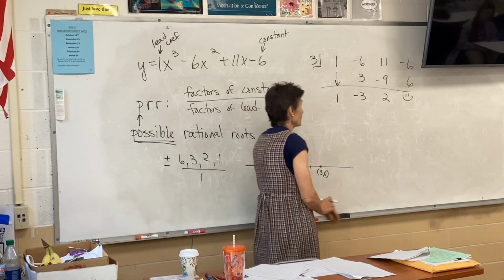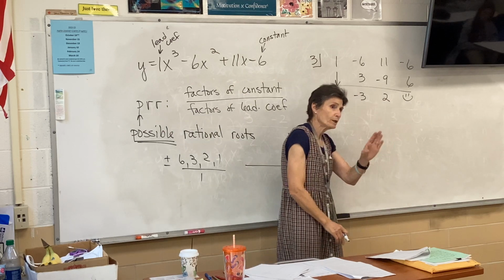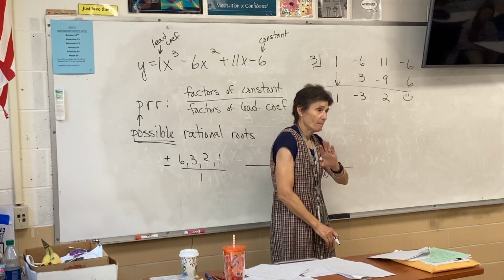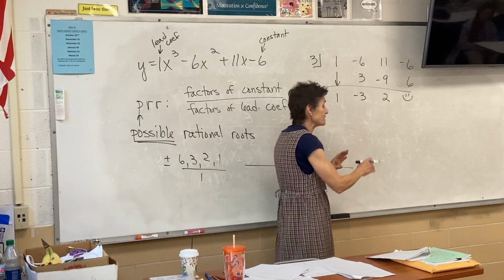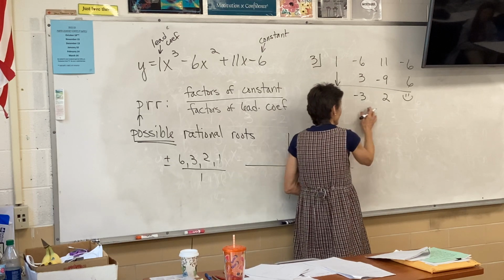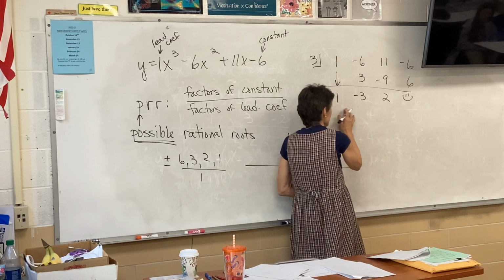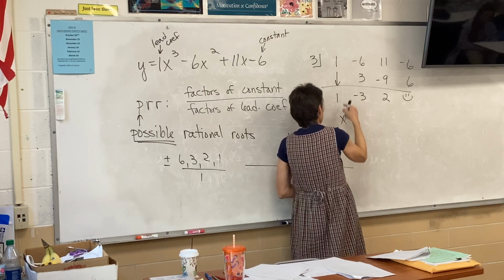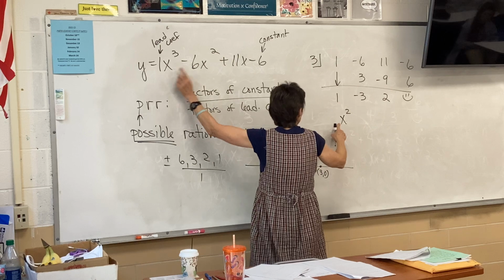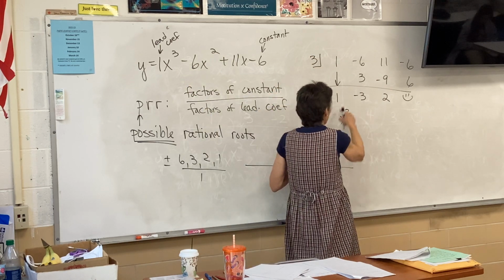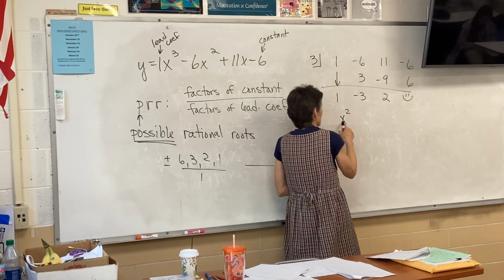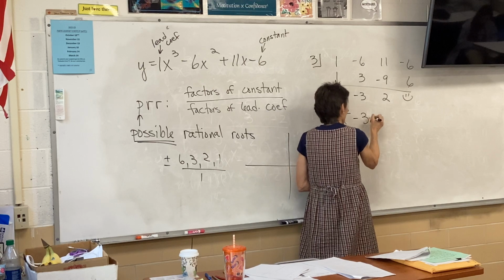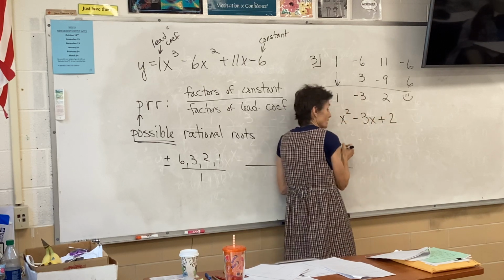Now let's look at what's left. You could keep guessing, but that's going to take longer. It's easier to take a look at what's left. What is this now? This is what? 1 x squared. Remember, it started out x cubed. And when you divided something out, it goes down 1 power. So x squared minus 3x plus 2.